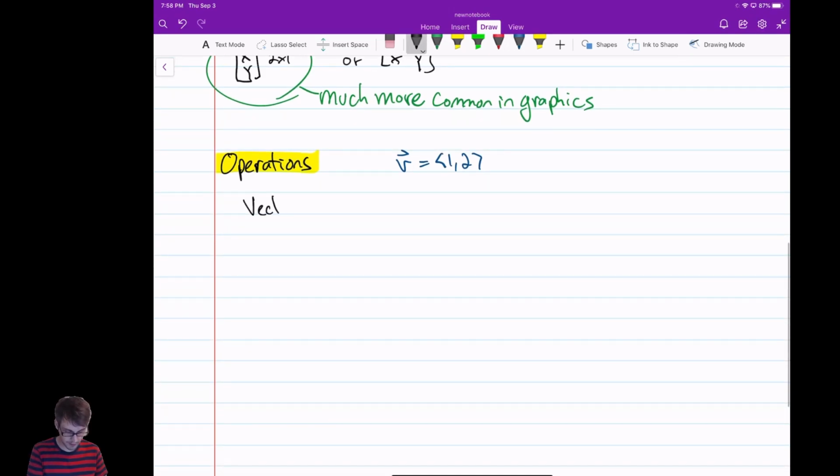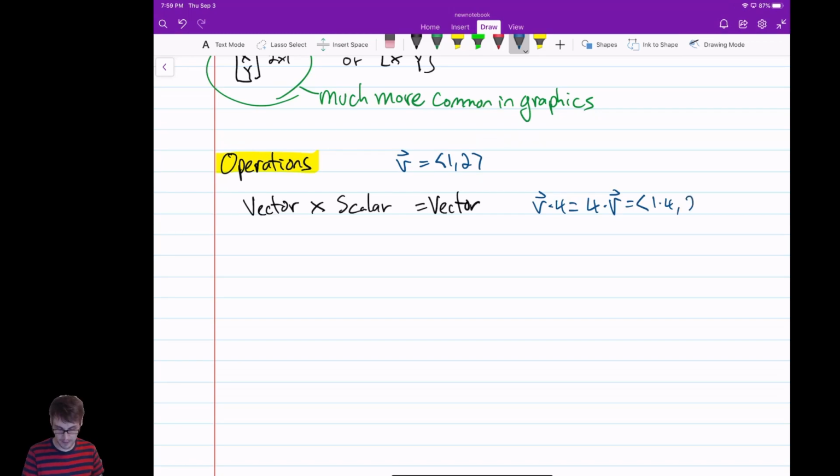Now, I can take a vector, and I can multiply that by a scalar. Remember, a scalar is just a standalone number. I'm going to get a vector, right? So I can work through that. It's easy. If I take v times 4, by the way, it's the same as 4 times v, right? It's going to be each component times the scalar. So 1 times 4, and then 2 times 4. So you're going to have each component multiplied here. This is going to end up being 4, 8.